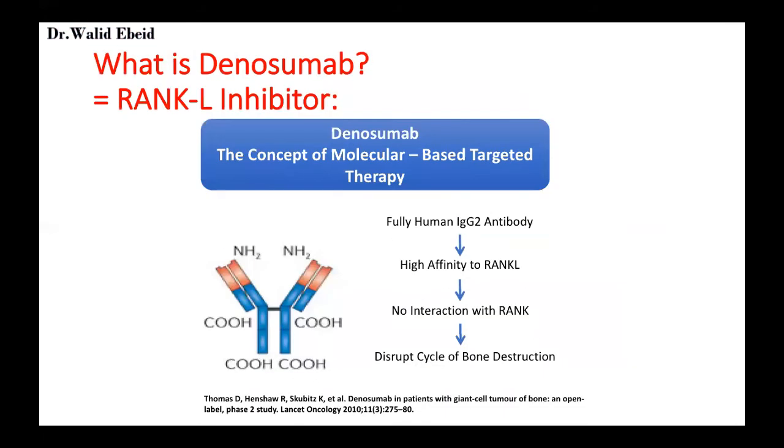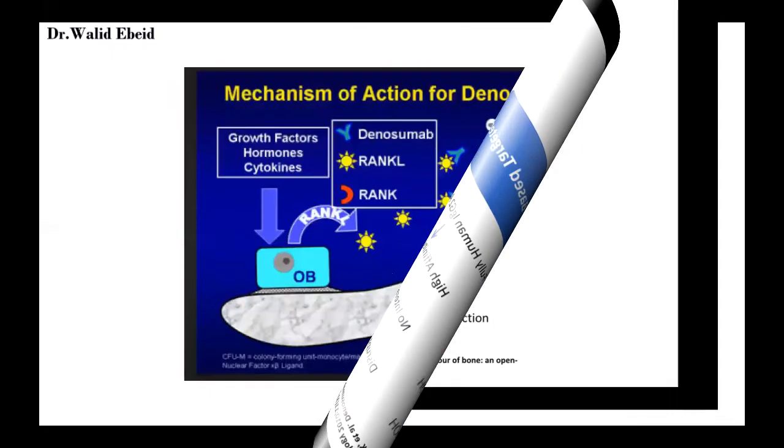So what is denosumab? Denosumab is a monoclonal antibody that is produced in the lab that is directed towards the rank ligand. So once it binds to the rank ligand, it will disrupt the bone resorption as it prevents the rank ligand from going to the rank.